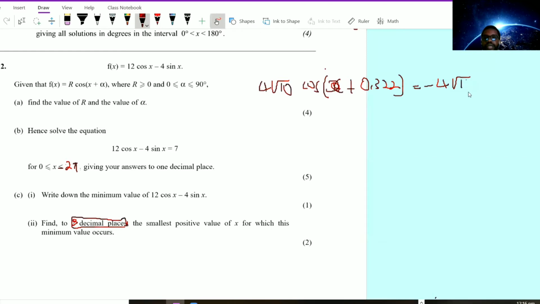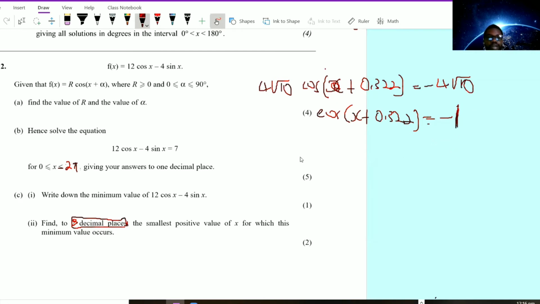Now, bear in mind that the minimum value is equal to negative 4 root 10. All right, so we can actually say that cos x, why do I keep saying cos theta? Cos x. So we can say the cosine of x plus 0.322 is equal to negative 1, if we divide both sides by 4 root 10. Now the question is, the cosine of what gives you negative 1? You can solve this as an equation, but you don't need to do that because the graph is going to become handy now.